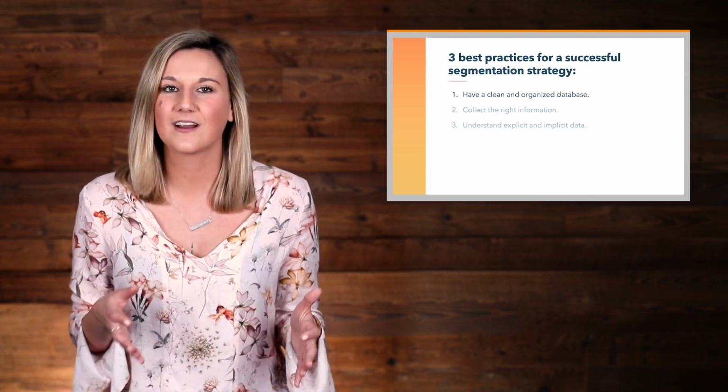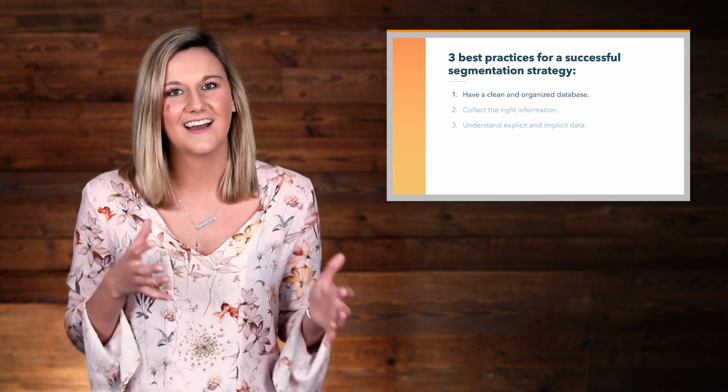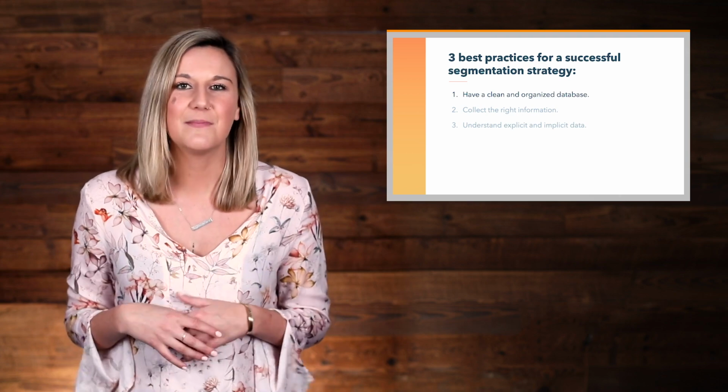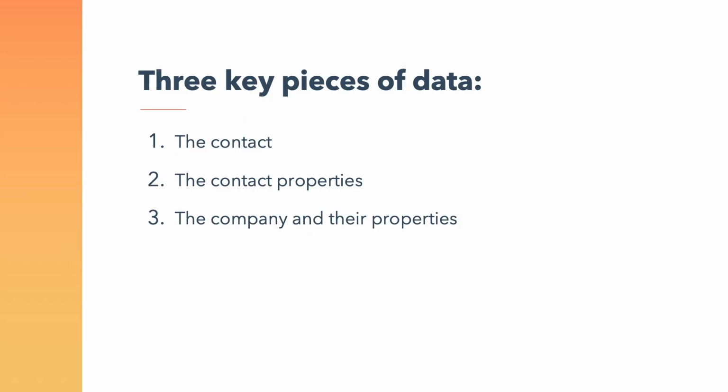It's in this way that you see your contact management strategy and segmentation strategy come together. Having a clean and organized database means your database needs to work with you and not against you. Any database of value should be able to be broken down into 3 key pieces of data: the contacts, the contact properties, and the companies and their properties.